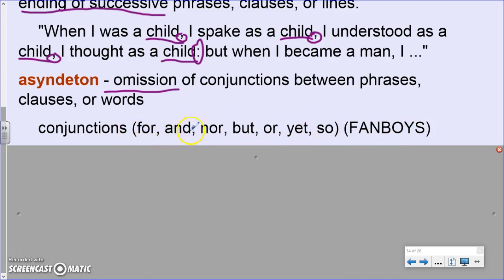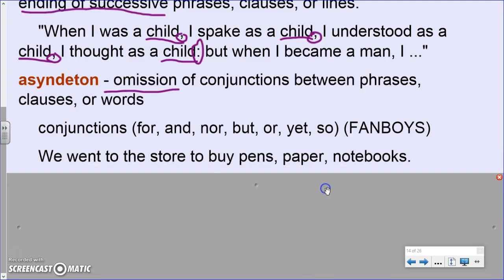So the idea that each one starts with a letter of FANBOYS. FANBOYS is going to continue to come up throughout the year, and the idea of how the structures are used to help the sentence hold together. And this is part of what the coordinating conjunctions do.